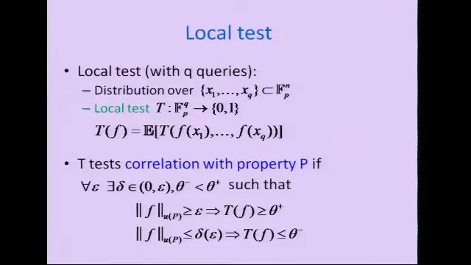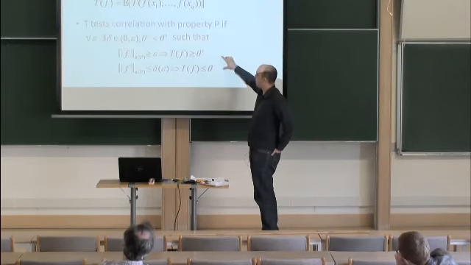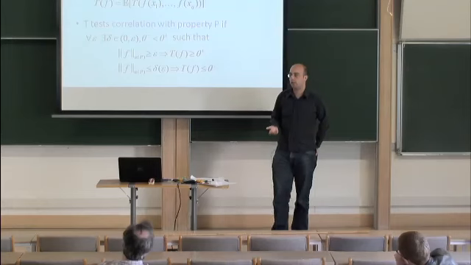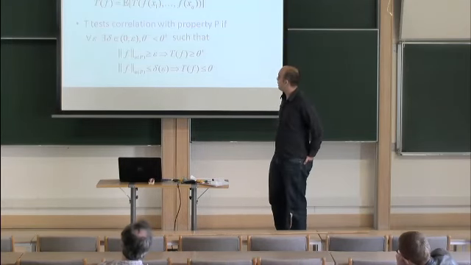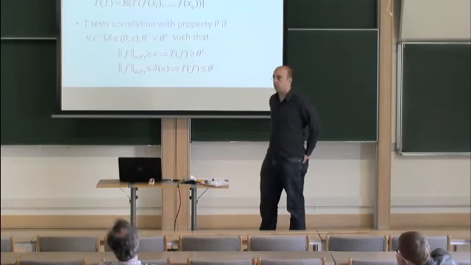Obviously, if you really want to get a very good detection probability, you can then amplify this test, run it many times. But here we are asking that even this very local test will tell us already something about the correlation of the function.